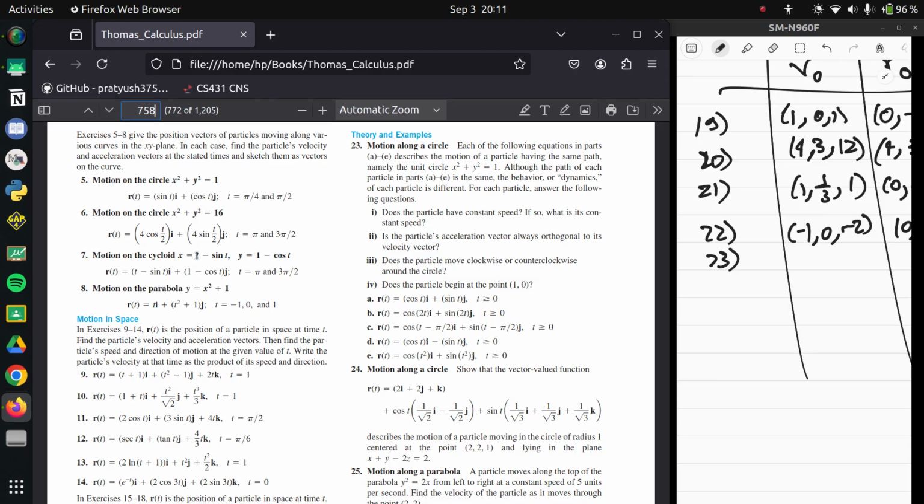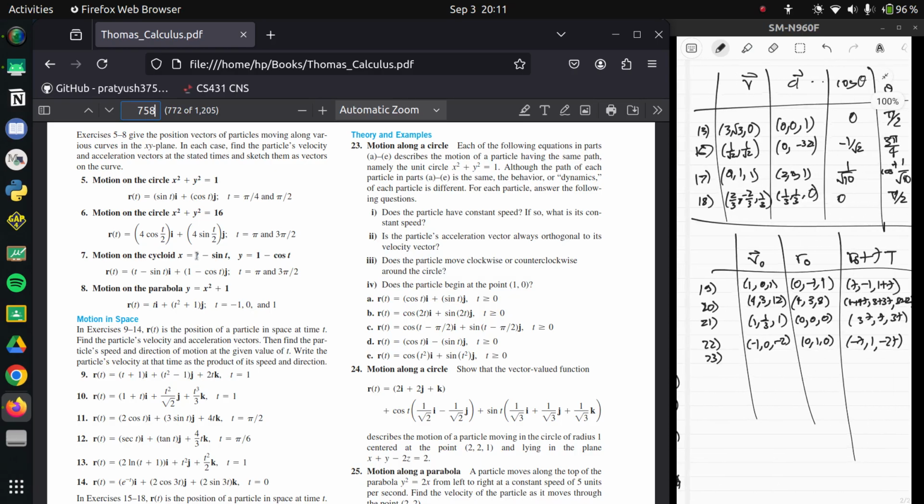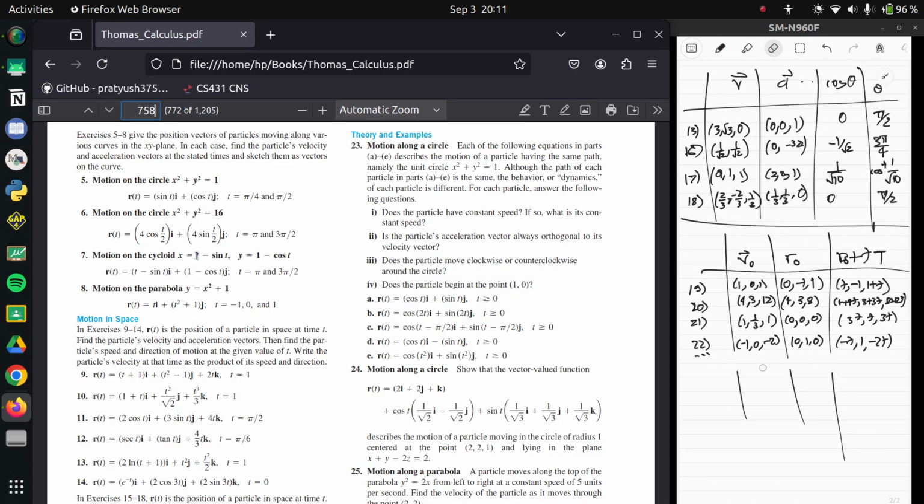Does the particle have constant speed? If so, what is the constant speed? Is the particle's acceleration vector always orthogonal to the velocity vector? Does the particle move clockwise or counterclockwise along the circle? Does the particle begin at 1, 0? Okay, cool. Shouldn't be hard.